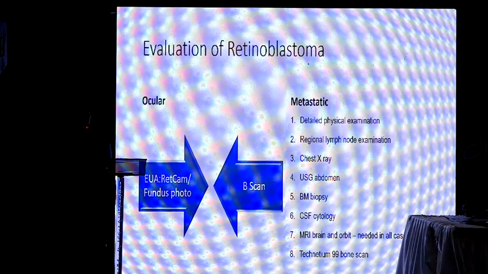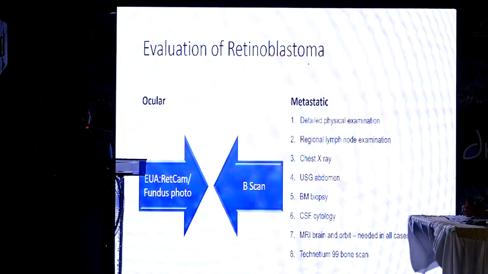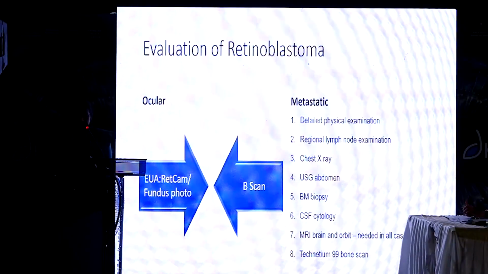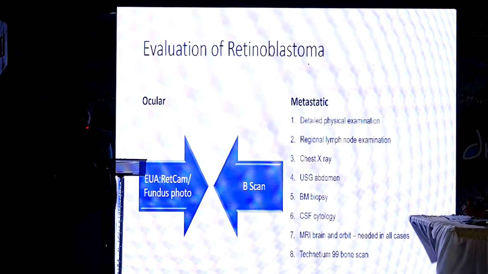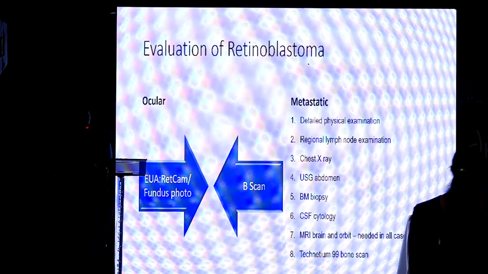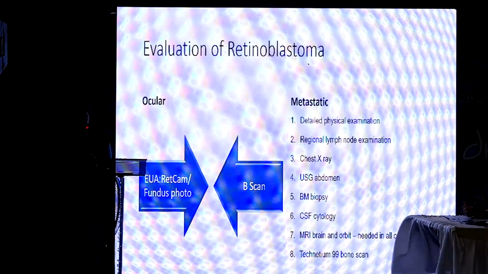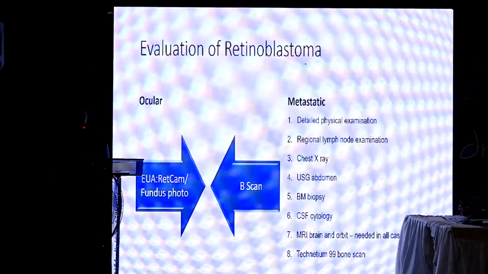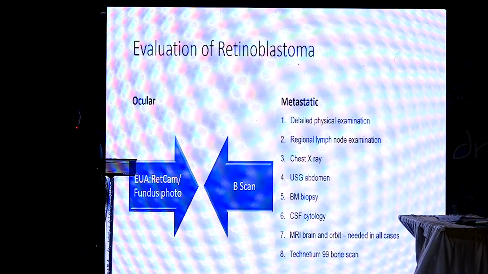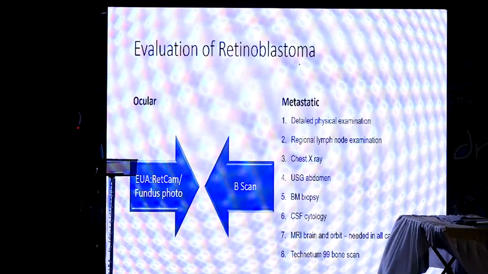Coming to the evaluation of retinoblastoma, the most important thing is a detailed examination under anesthesia and the B-scan from the ophthalmic side. The metastatic workup includes detailed physical examination, regional lymph node examination, chest X-ray, ultrasound abdomen, bone marrow biopsy, CSF cytology, and MRI brain and orbit, which has to be done in all cases, also to rule out trilateral RB, and a technetium-99 bone scan.